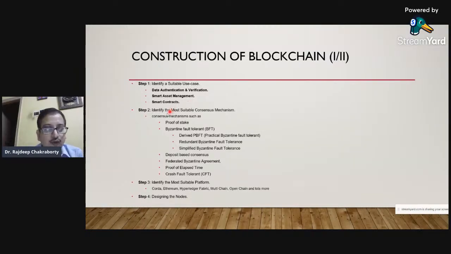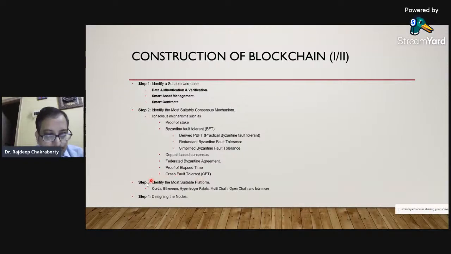Then in the second step, we need to identify the suitable consensus mechanism. There are various consensus mechanisms. I just told you that it is a mechanism so that everyone agrees upon adding a new block, or how the blockchain is constructed and maintained. These include proof of stake and Byzantine fault tolerant consensus mechanisms, which you may have studied in networking. There is PBFT, practical Byzantine fault tolerant, redundant Byzantine fault tolerant, simplified Byzantine fault tolerant, deposit based consensus, federated Byzantine agreement, proof of elapsed time, and crash fault tolerance. All these are examples of consensus mechanisms.